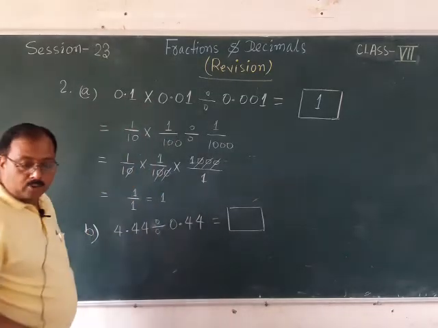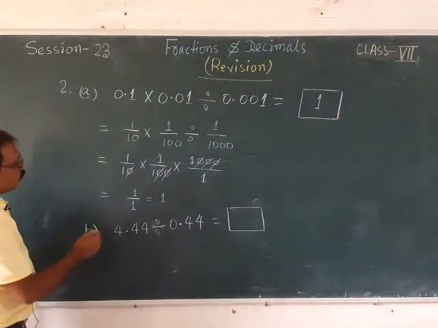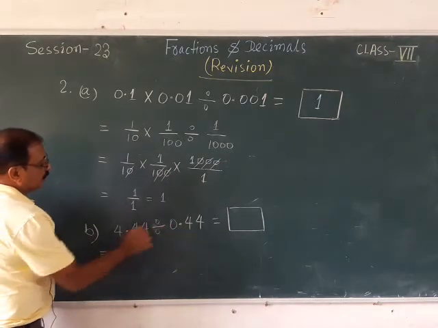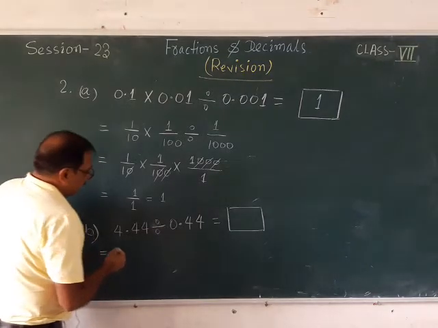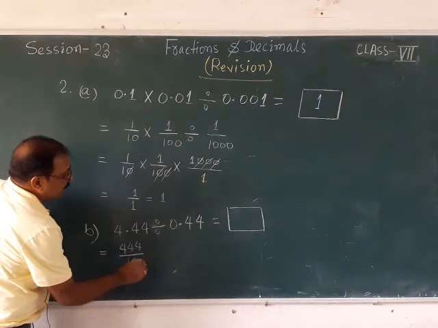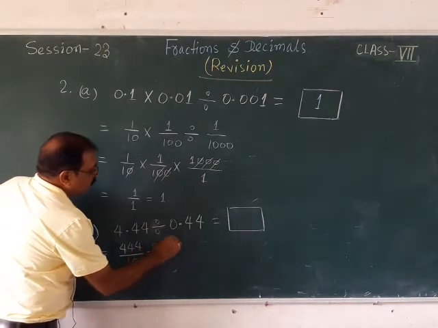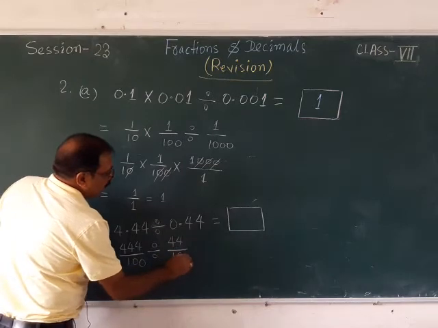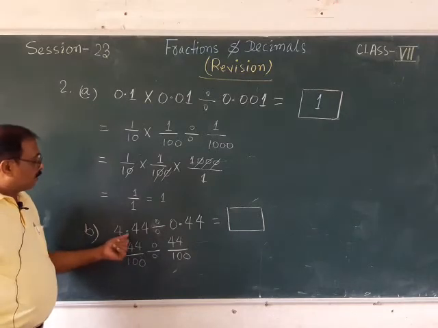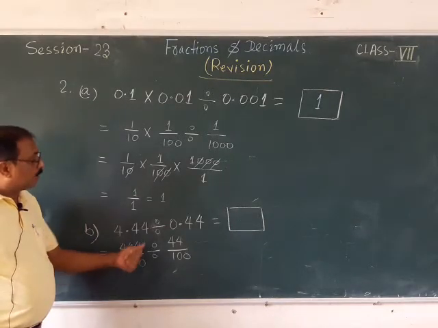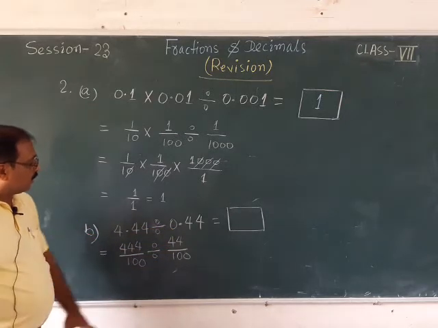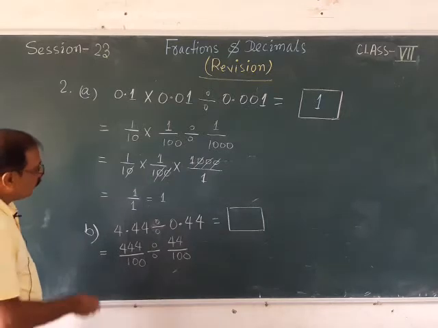That means you need to solve it, then you can write your answer. So what I am going to do, once again I am going to change the decimal into a fraction. That means I can write 444 upon 100, then divide by 44 upon 100. So what I have done, the decimal number was 4.44. I have removed this decimal and written here 100. Division sign is there. Here 0.44 means 44 upon 100. And now easily you can solve it.